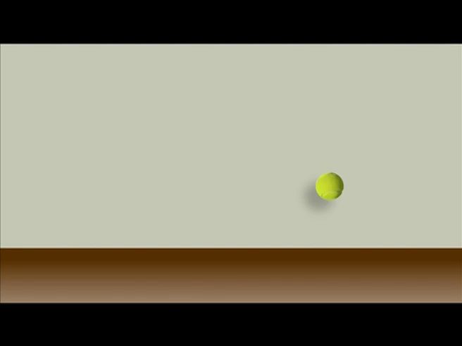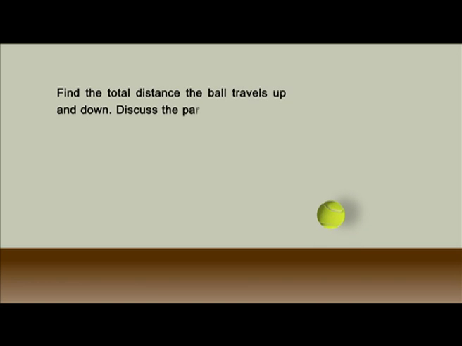Suppose you drop a ball from a meter above a flat surface. Each time the ball hits the surface after falling a distance h, it rebounds a distance rh, where r is positive but less than 1. Find the total distance the ball travels up and down. Discuss the particular case with a equal to 6 meter and r equal to 2 upon 3.